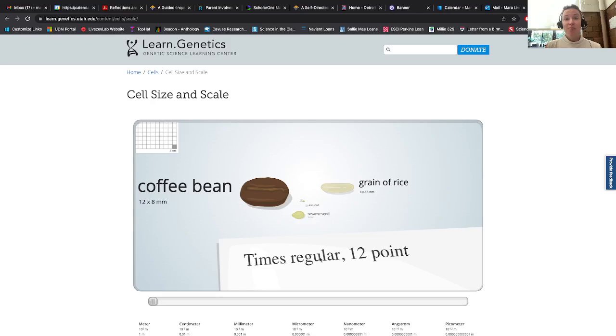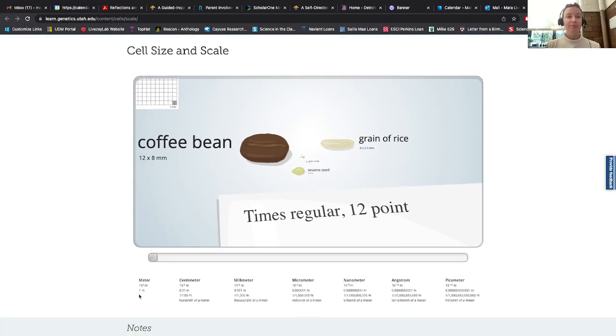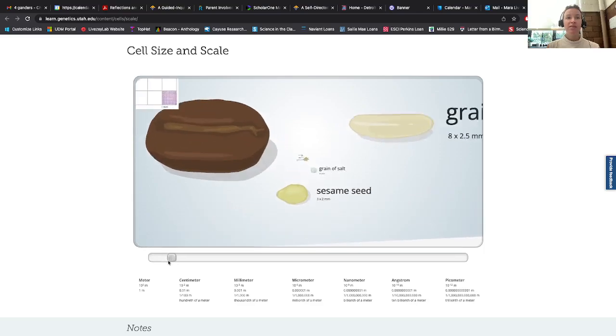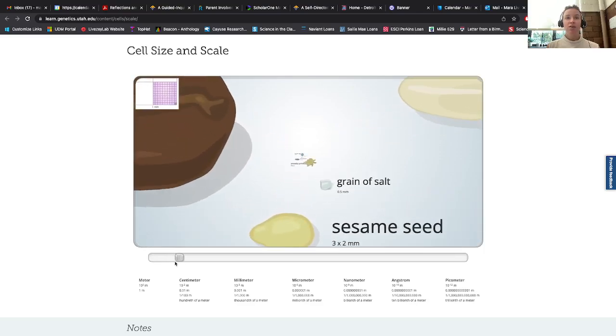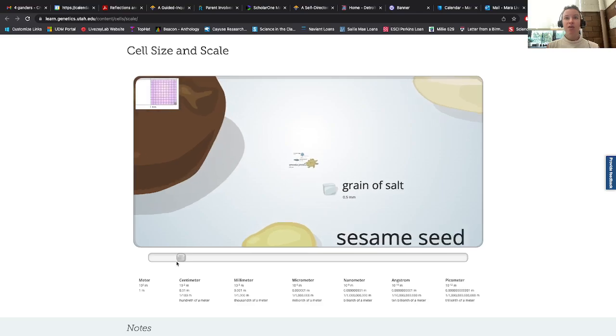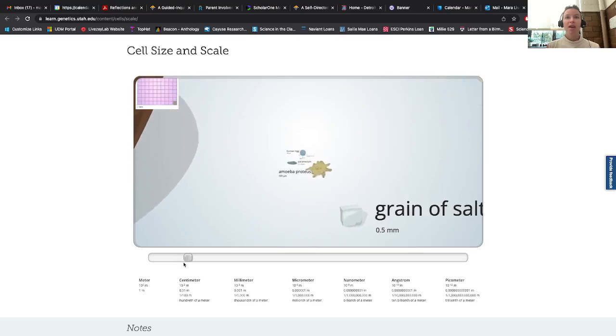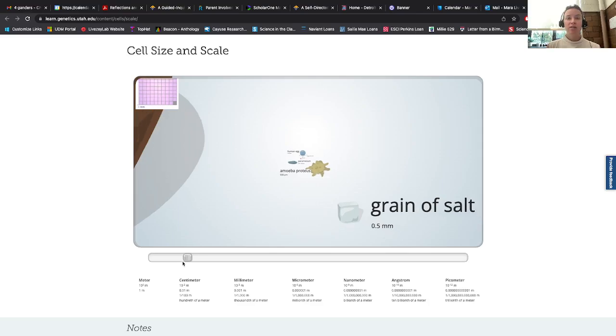So here we are reading a piece of paper, right? This is Times regular 12-point font. Coffee bean, a grain of rice. And we are at about a 1 meter scale. Let's zoom in to the centimeter scale, down to a sesame seed and a grain of salt. Now when we're this small, we're starting to be able to see an amoeba, a paramecium, a human egg.